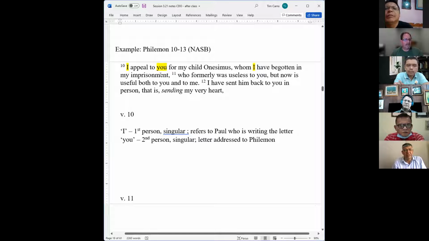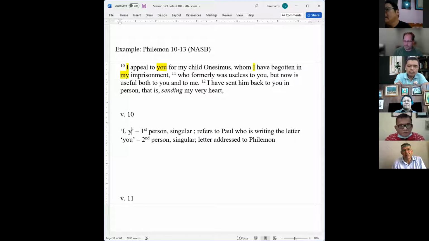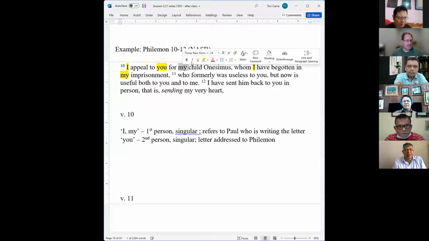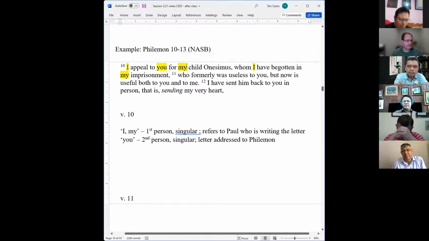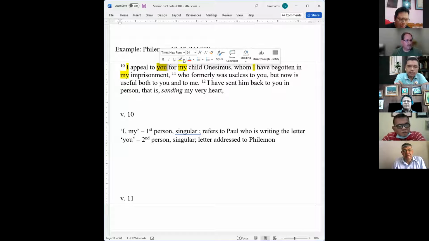Now, any others in verse 10? Any other pronouns? Can we consider my as a pronoun, because my is possessive? Yeah, it is. You could say it's a pronoun and it's singular as well, right? It's referring to Paul. Possessive, yeah, and my child there. Good. Any others?